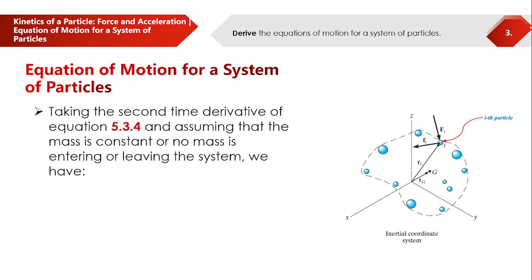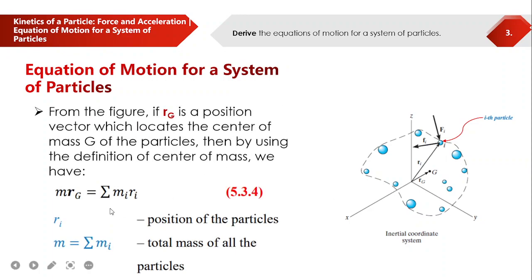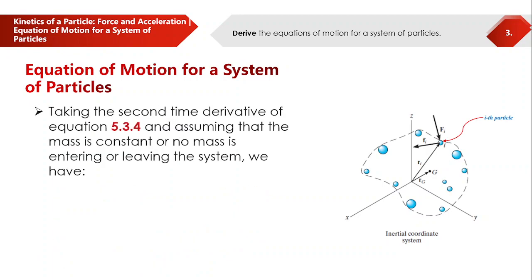Taking the second time derivative of equation 5.3.4, which is this one, if we differentiate that two times, and assuming that the mass is constant, or no mass is entering or leaving the system, we have... We did learn that the second time derivative of the position is acceleration, diba? We all know that from the previous lesson. So therefore, the second time derivative of the position will be equal to the acceleration.